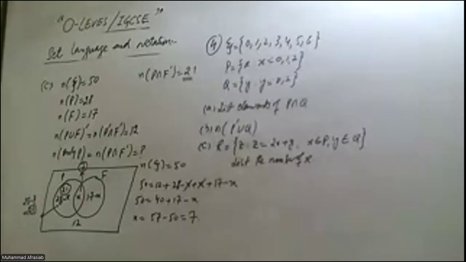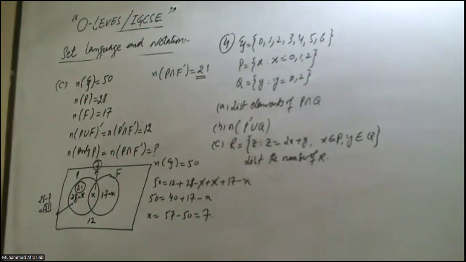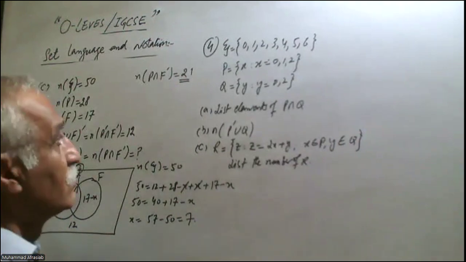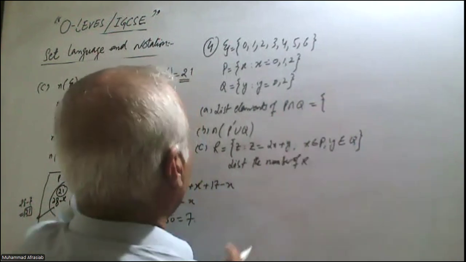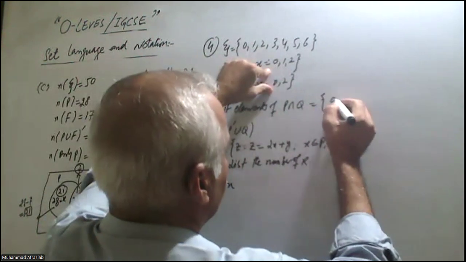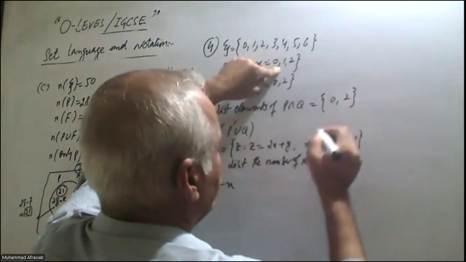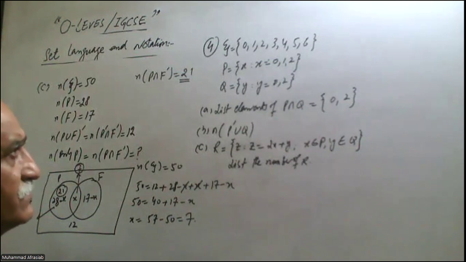This is the figure given to us. So we are going to find first the elements of P intersection Q. 0 is common between these two, 1 is not common, 2 is common. So 0, 2 is the list of the elements of P intersection Q.